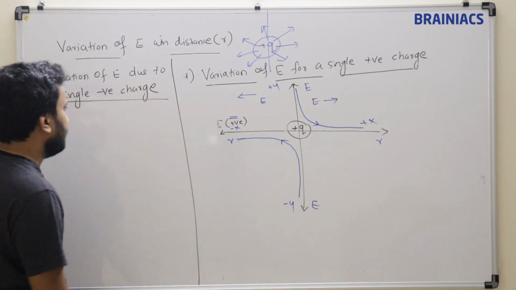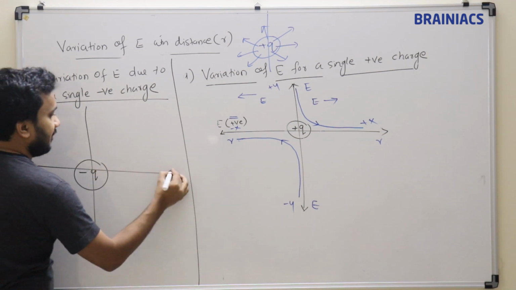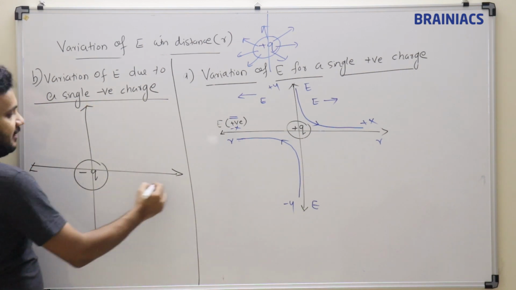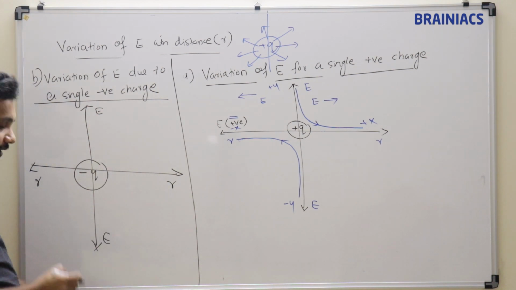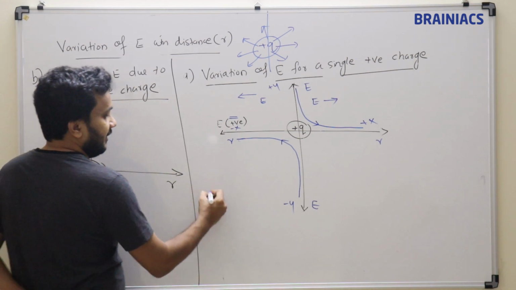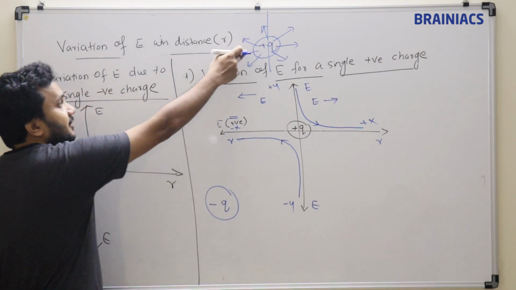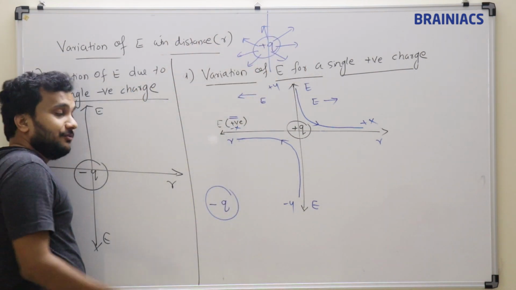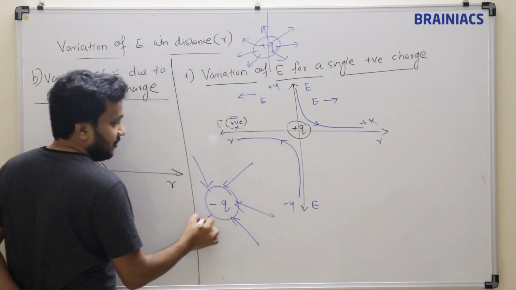Same as this one, we are drawing the diagram. We have a minus Q charge located here, and I am plotting the graph. This is the x axis and this is the y axis, and here is the distance vector and here is the electric field vector. Now here we have to see, in case of a negative charge, what are the electric lines of force? This is different from the positive one. For a positive charge, electric field lines are going out. For a negative charge, electric field lines are coming into the charge.